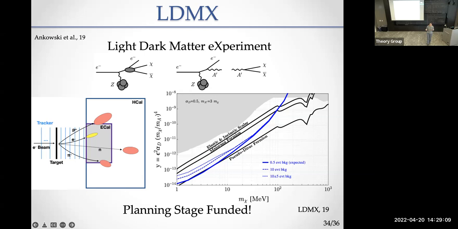Very good. Could you do similar things with photons, like in nuclear collision experiments, or does the photon need to be virtual? No, I think just photon scattering would also be helpful.